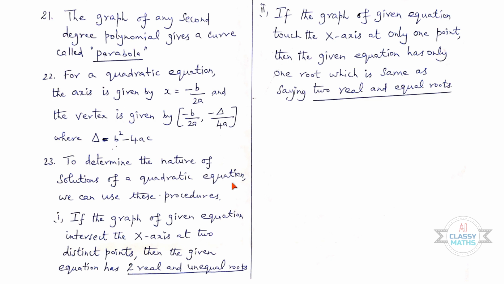Second point, if the graph of given equation touch the x-axis at only one point, then the given equation has only one root, which is same as saying two real and equal roots.